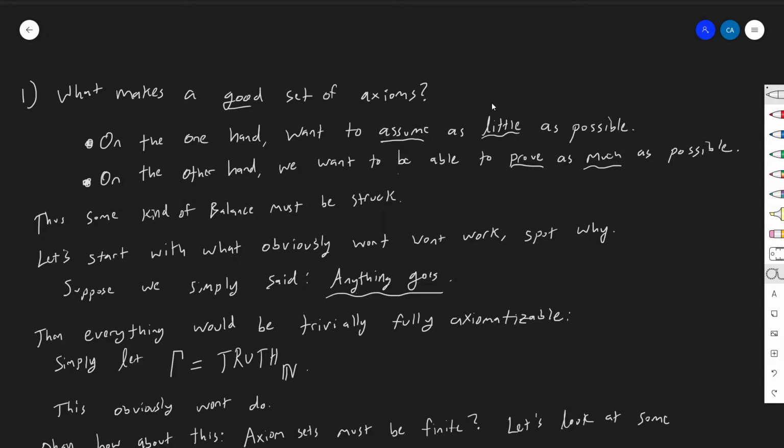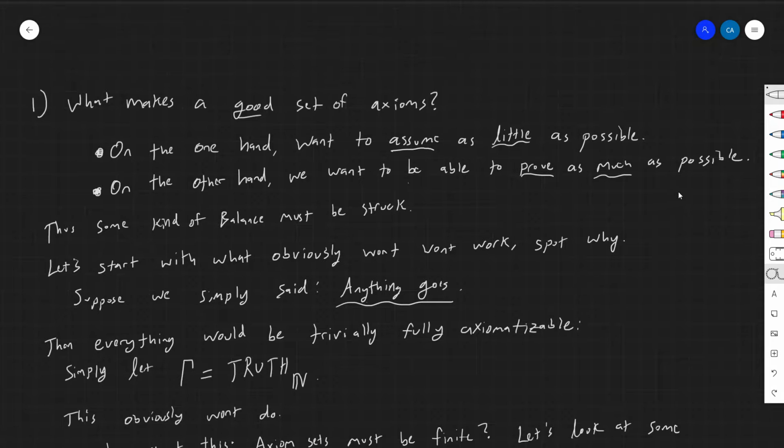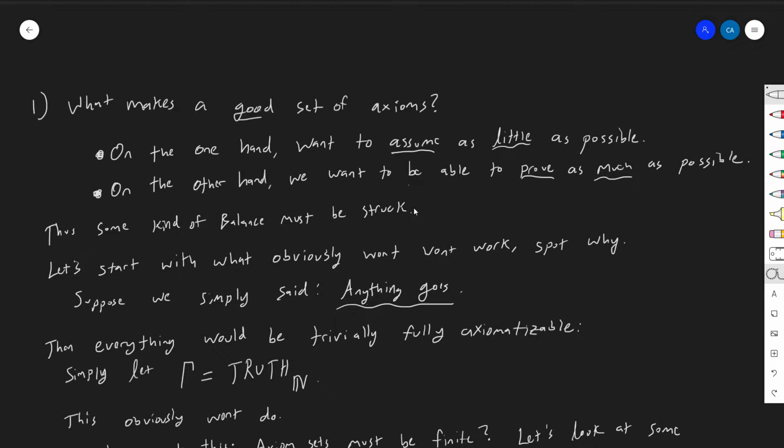So on the other hand, we want to be able to prove as much as possible, and the responsibility for that, in the context of this video, has fallen to the axioms, not the proofs. So that's the optimization problem. We want to assume as few things as possible. We also want to be able to prove as much as possible. Pretty simple. So some kind of balance has to be struck.